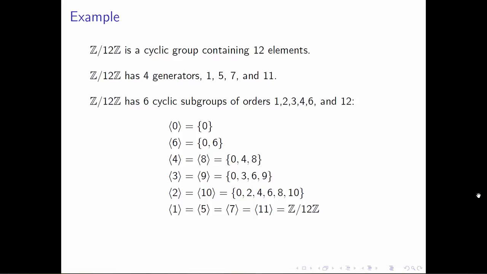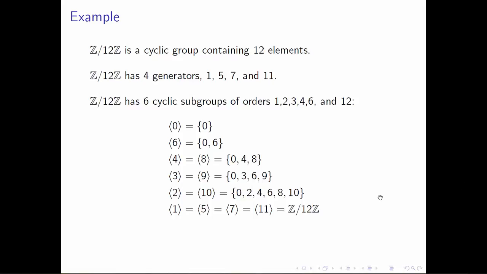So if you'd like to go back in your own version of Excel and look at this more carefully, you could. In order to find these, I've just taken every single element of the group, 0 through 11, and I just looked across that row at the corresponding entry to see what group it generated.